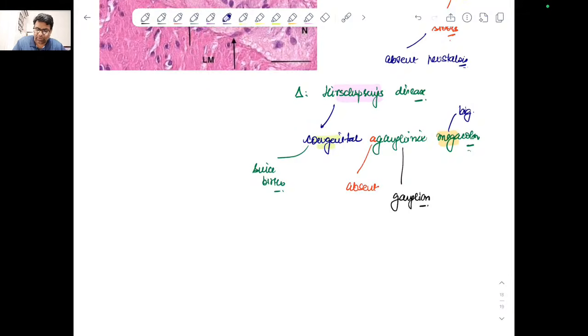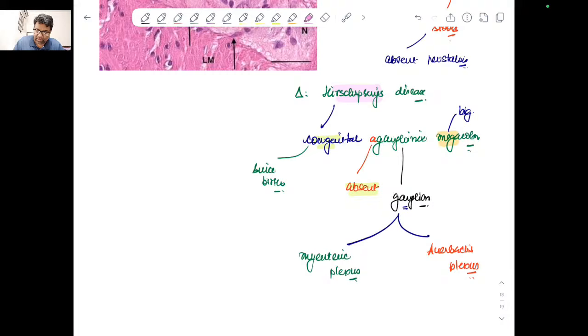So mega means big, so there is dilatation of the colon. Now there is absence of ganglion, and therefore there is constriction of a segment of the colon. Now what ganglion are these? There are actually two. One is the myenteric plexus and another is the Auerbach's plexus. Clear? So these two plexuses are absent in the colon, and therefore what will happen?